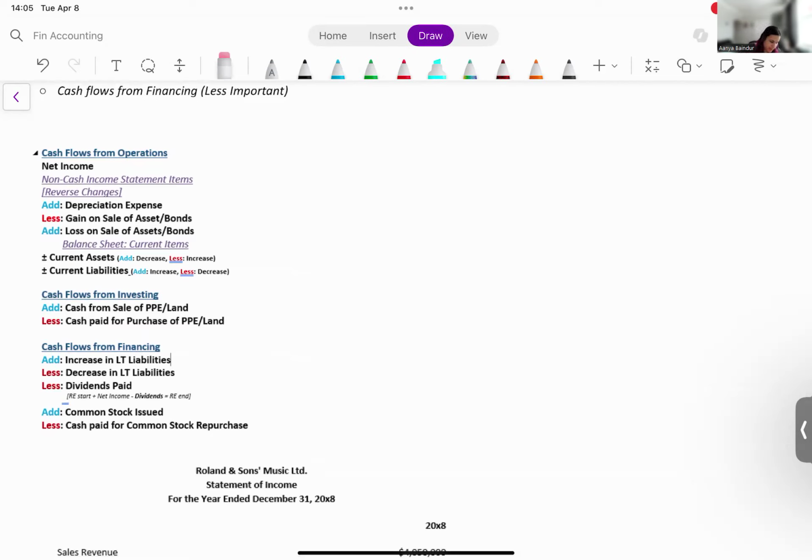So the very first item that we add in cash flows from operations is net income. We get that from the income statement. We add that figure here. Next, we're going to go through the income statement and pick out all the non-cash items. And whatever we've done in the income statement, we'll be reversing those changes. So these are all items that have been subtracted from net income, but actually don't represent cash transactions.